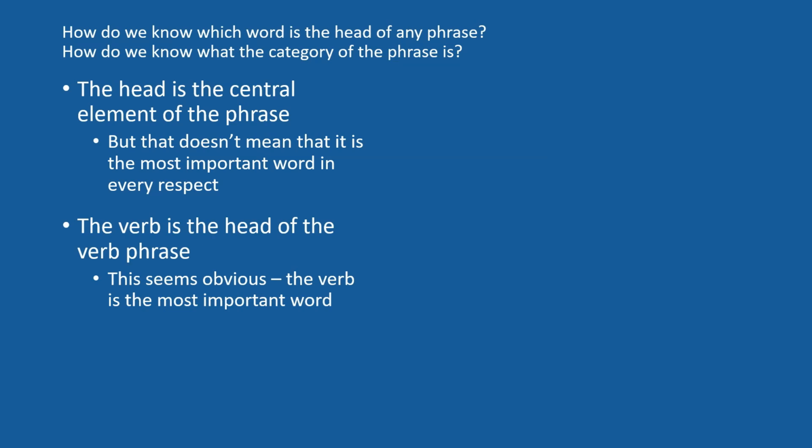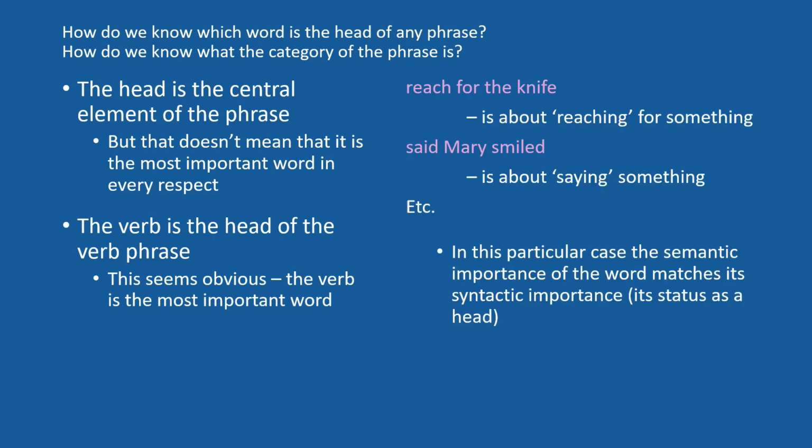Take, for example, verbs inside verb phrases. Okay, I think it's fairly clear if you take a verb phrase and you see there's a verb in it, well, yeah, the verb is going to be the head. Why? Well, it seems fairly obvious that the verb seems to be the most important word in that phrase. Take some examples like this. Reach for the knife. Said Mary smiled. Reach for the knife. What's it about? It's about reaching for something. Reach seems to be the most important word there. Obviously, we've got for and the and knife. They also carry meaning, but their meaning seems to be somehow secondary to reach. Reach is the most important word in that phrase.